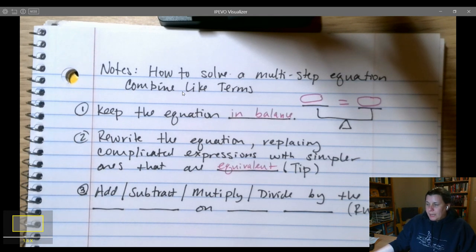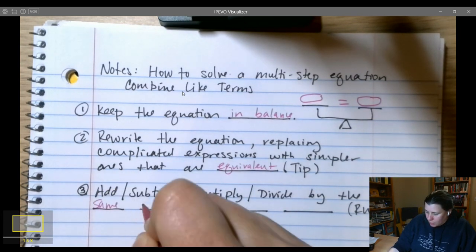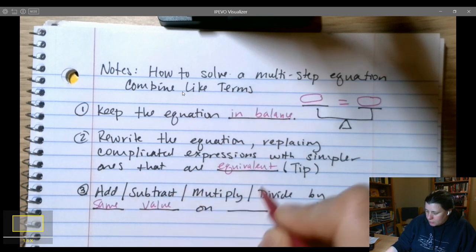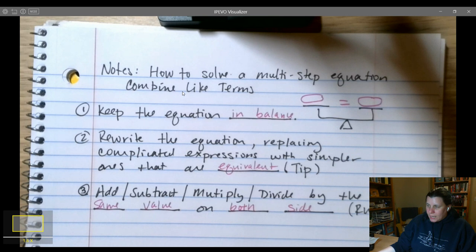And then the third one, add, subtract, multiply, divide by the same value on both sides. That is not a tip, that is a rule. You have to do that.